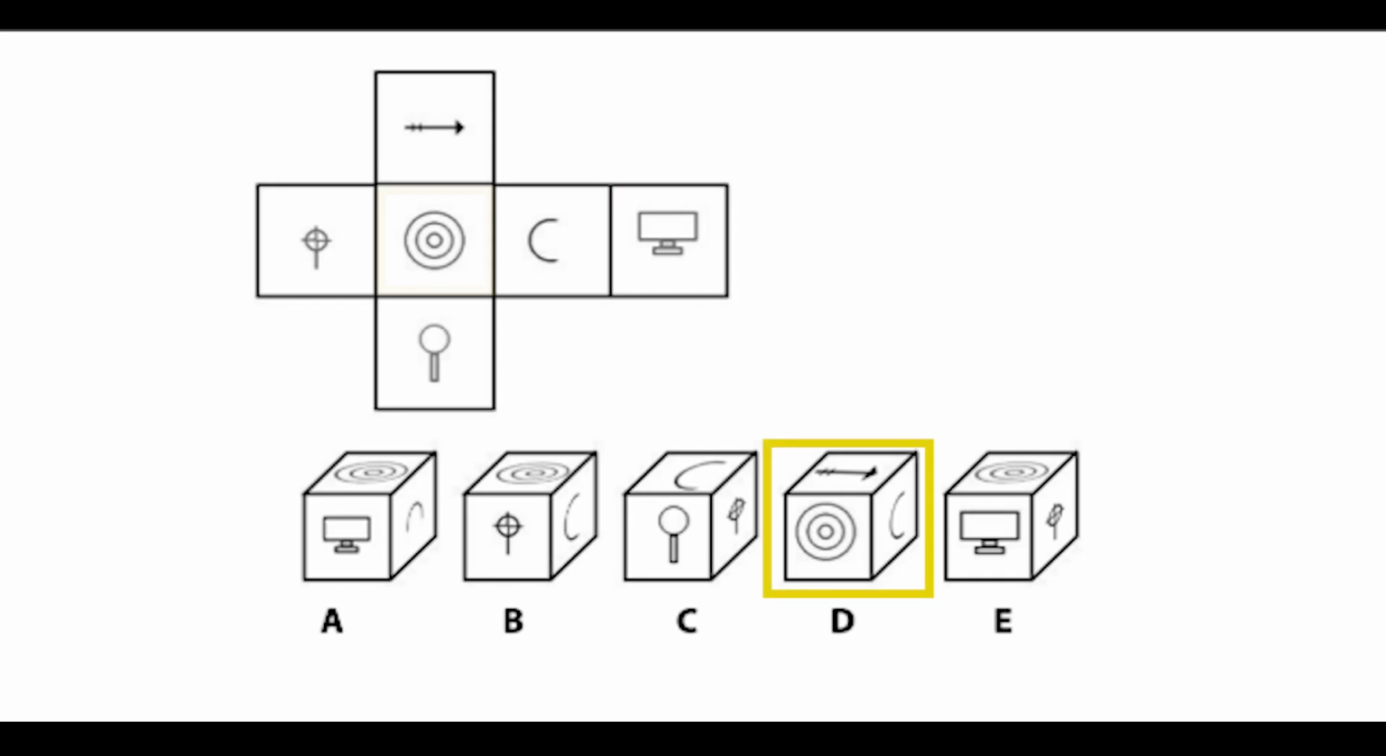In option D, the circle, the crescent, and the arrow faces all touch each other exactly as they do when the cube is folded. The directions of all symbols match perfectly.